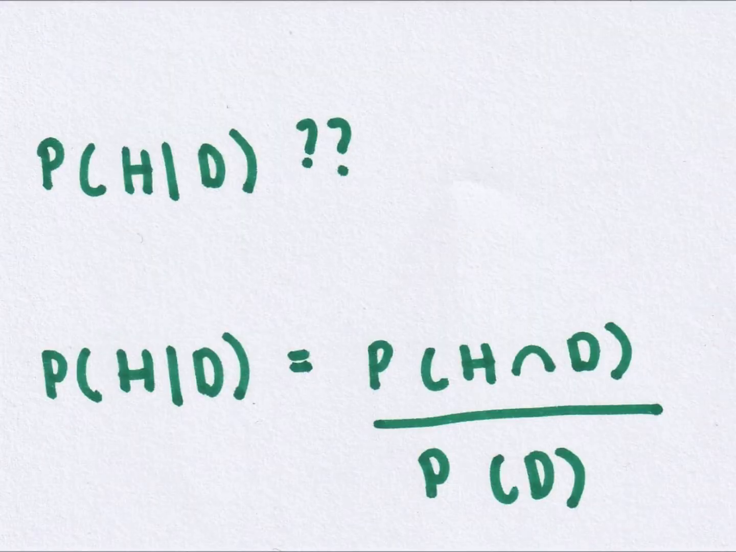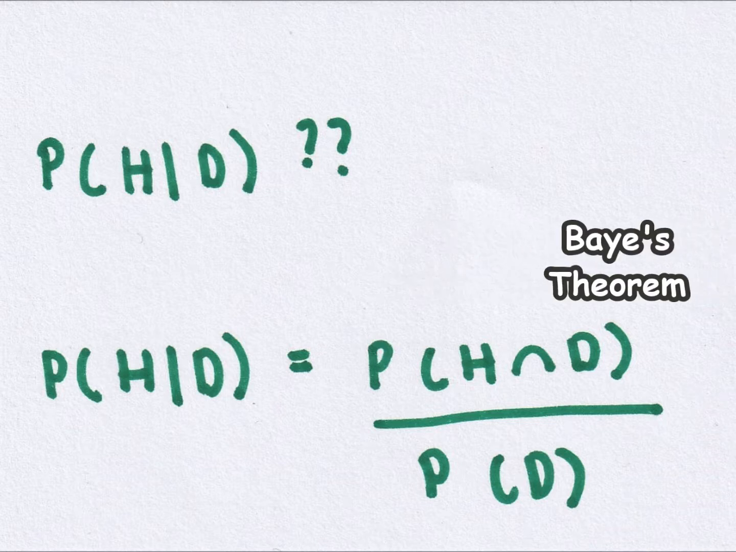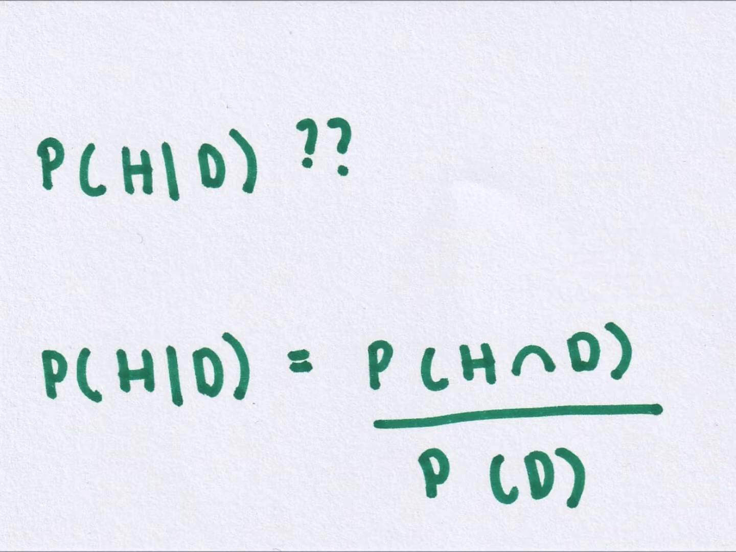So let's solve this question. The question asks us to find the probability that the person who died was a heavy smoker. So we write it as the probability of H given D. This is based on Bayes' theorem. We find that the probability of H given D is equal to the probability of H intersect D divided by the probability of D.